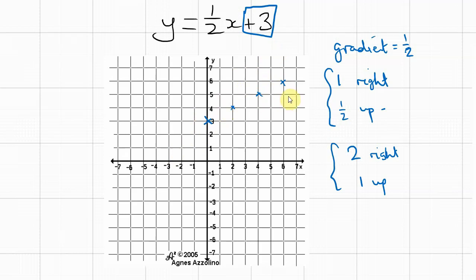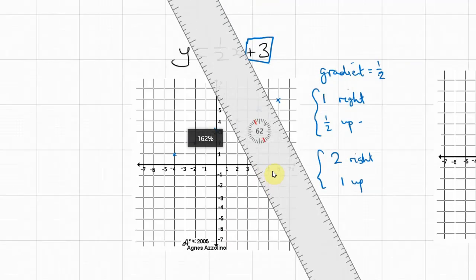And then going in reverse, if we go to the left, it would be 2 to the left and 1 down. So grab your ruler when you've got enough points for that.